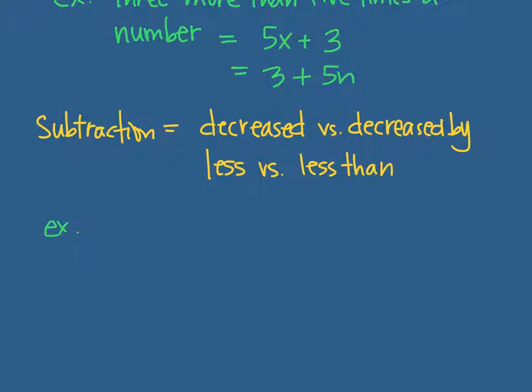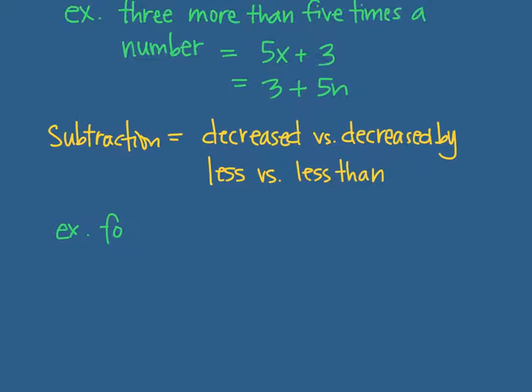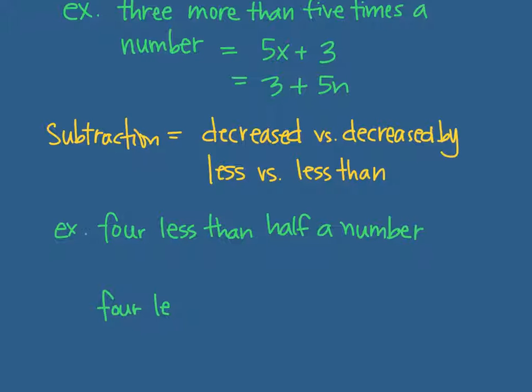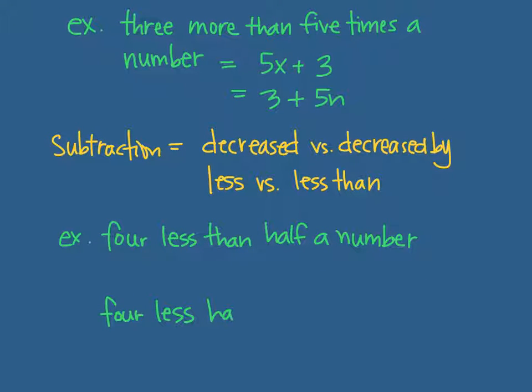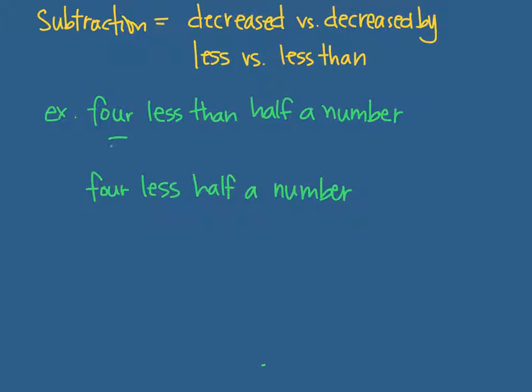Let's try 4 less than half a number. Okay, 4 less than half a number versus 4 less half a number. So that word than actually makes a big difference in how the order is going to go: 4 less than and then half the number, or 4 less half a number. What's the difference in that?